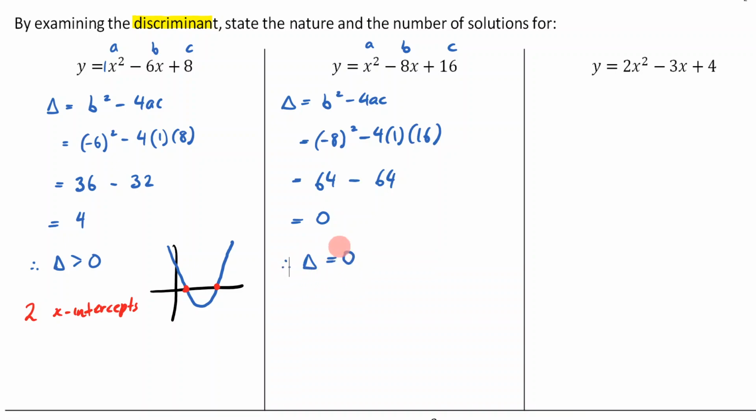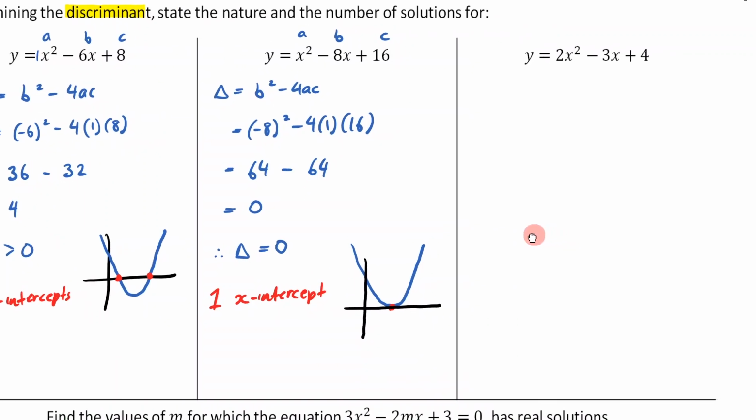Therefore, my discriminant is equal to 0. What can I therefore say about my graph? I know it's only going to have one solution. In other words, it only touches the x-axis once. So what it would look like is something like this. Now, again, we don't know where this is occurring, but we know it's just going to touch it once, like that. So I'm going to have one x-intercept. There it is, one x-intercept, because my discriminant is equal to 0. All right, we keep on going.